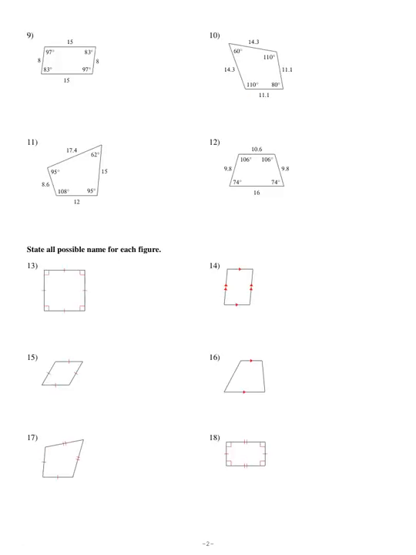On the second page, you're asked to state all possible names for a figure. So the difference with this type of problem is we're not only naming its most specific name, but we're also stating all the other types of figures that it could be. So for example, in number 13, looking at the markings, we have opposite sides congruent, actually 4 sides congruent and 4 right angles. By definition, that makes this a square, which is the most specific name we could give it.